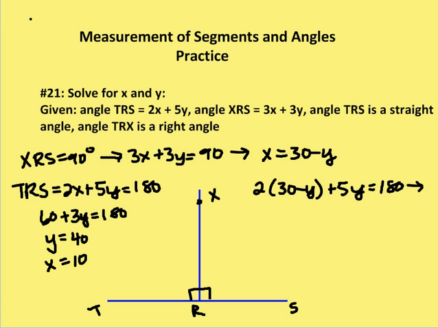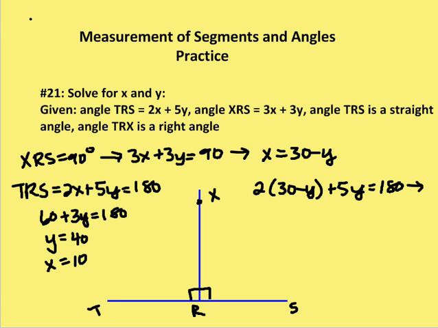So I start with XRS equal to 90 degrees, and I represent now the equation of 3x plus 3y is equal to 90, and I solve for one variable, and that one variable is going to be x. So I know now that x is equal to 30 minus y. So I subtract 3y from both sides. I end up with 3x is equal to 90 minus 3y. I divide by 3, and now I have x is equal to 30 minus y.